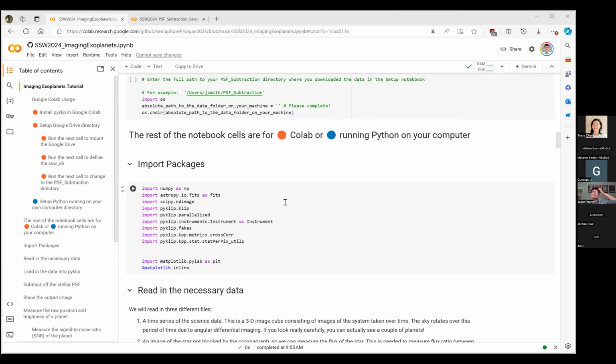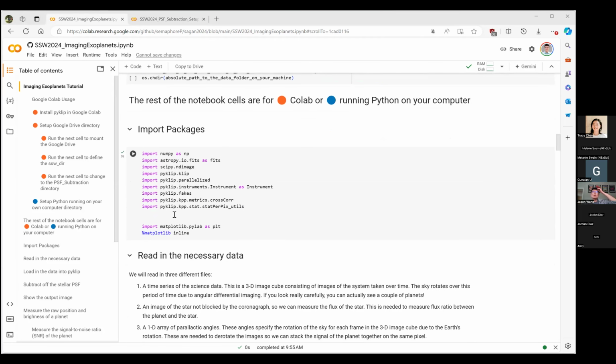Okay, so the first thing we'll do, we'll just import a bunch of packages we'll need. Hopefully, this is all the imports we'll do for the entire notebook. So assuming all these imports are fine, that means everything has installed properly. So we can just click the run button.